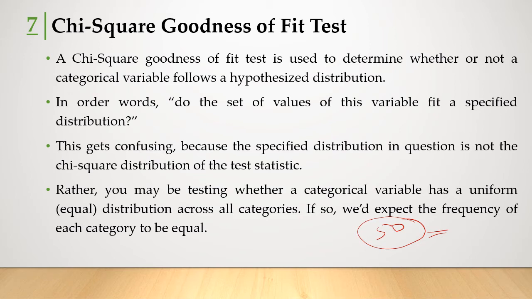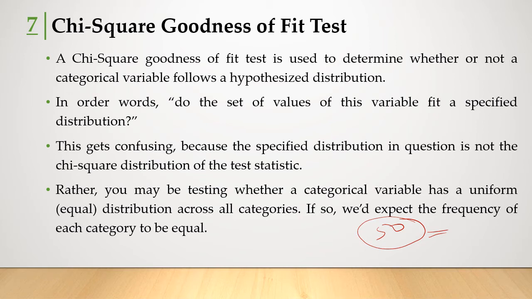So in other words, we are looking at whether the set of values of this variable fit a specified distribution. So if you're going to say that the results of a particular course follow a particular pattern, you would want to see whether or not this is true by taking data to do the analysis. And again, we are going to use the chi-square goodness of fit for such tests.